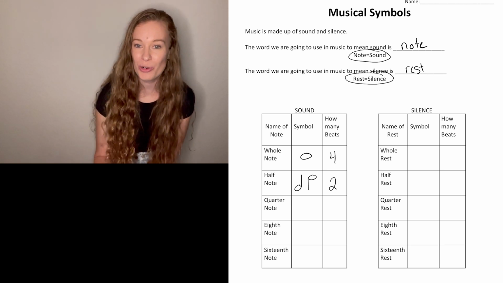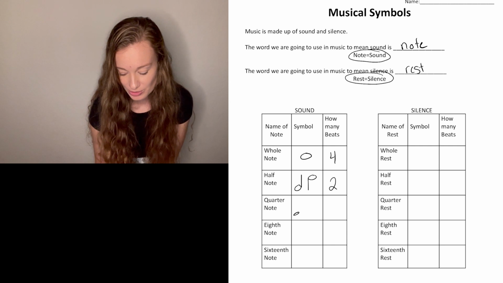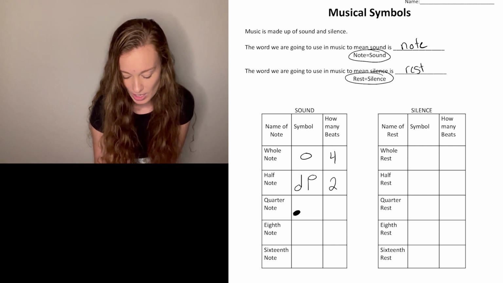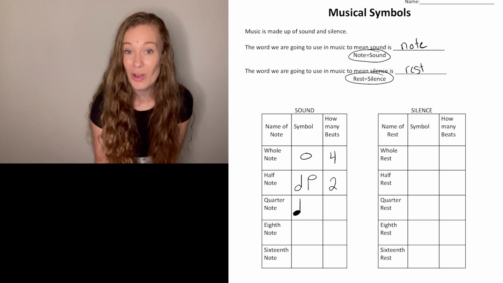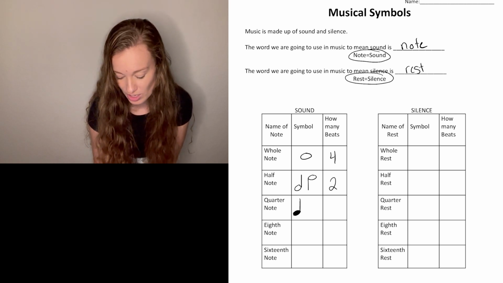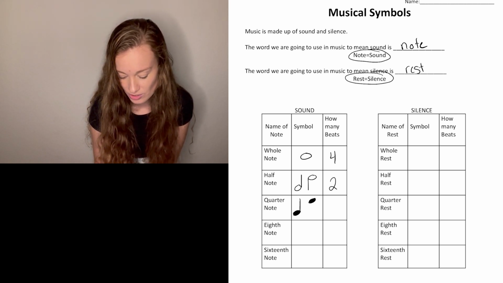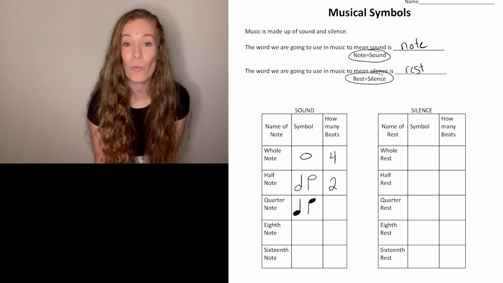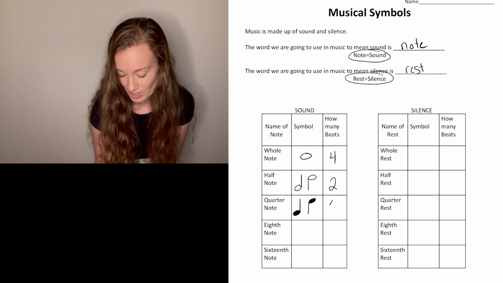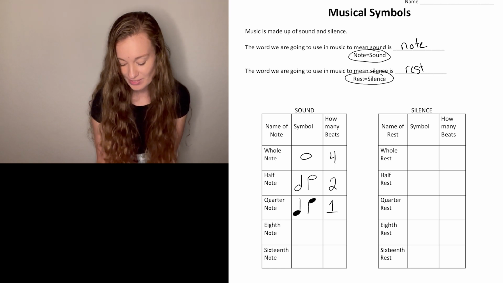Next is going to be our quarter note. We're going to do a filled in circle this time. And stem goes up on the right, just like that. The quarter note can also have a stem coming down. So let's do another one. Filled in circle, stem coming down. And when you see a quarter note, that's going to get 1 beat. So we'll put the number 1 right here.